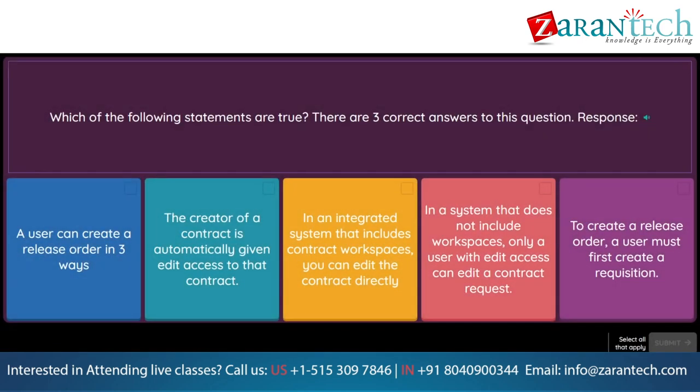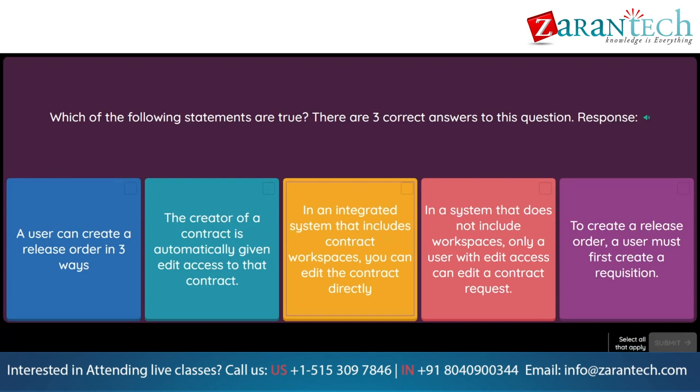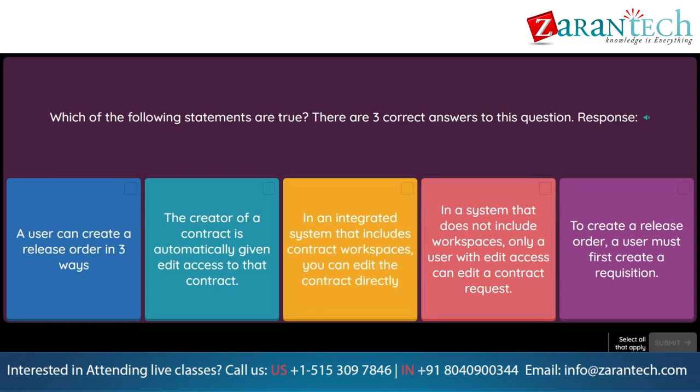Question, which of the following statements are true? There are three correct answers to this question. Response. Option 1, a user can create a release order in three ways. Option 2, the creator of a contract is automatically given edit access to that contract. Option 3, in an integrated system that includes contract workspaces, you can edit the contract directly. Option 4, in a system that does not include workspaces, only a user with edit access can edit a contract request. Option 5, to create a release order, a user must first create a requisition.